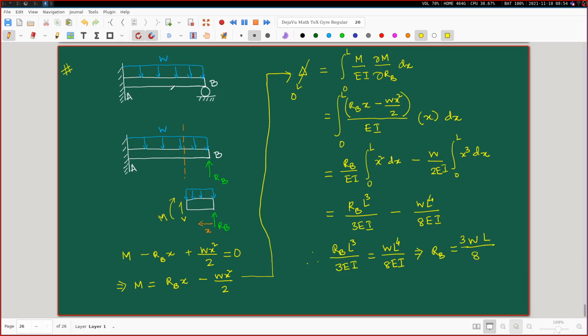Please note that this W actually has the unit of Newton per meter, because this is a distributed load. So in terms of dimensions also this is correct. W is in Newton per meter, L is in meter, so overall this is Newton. So RB must be a force that is Newton. So this is actually correct. Okay, so this is the thing.